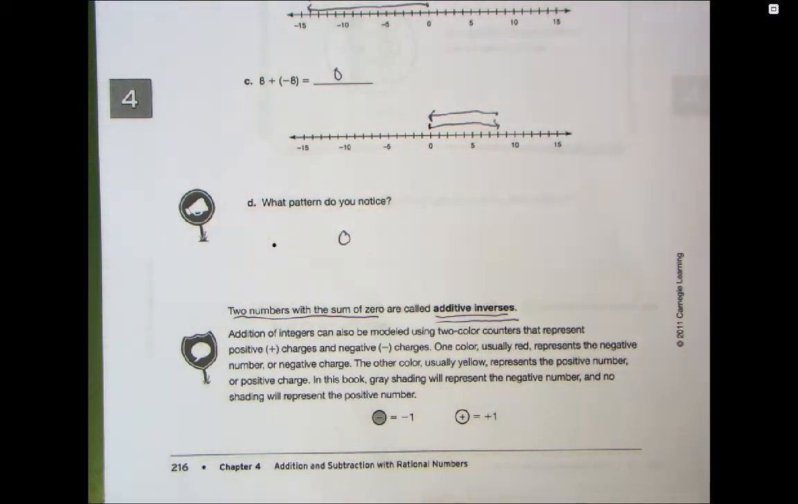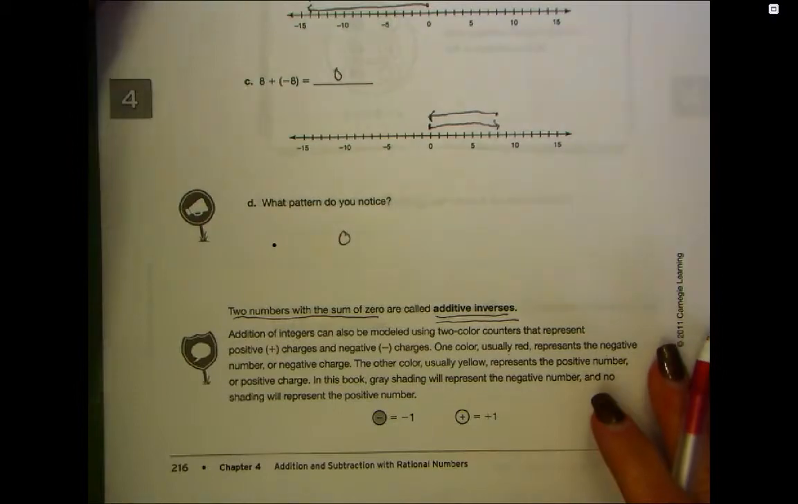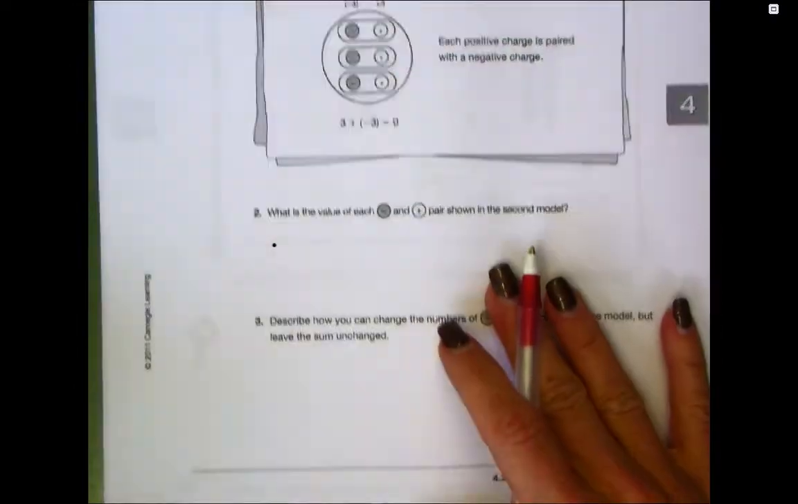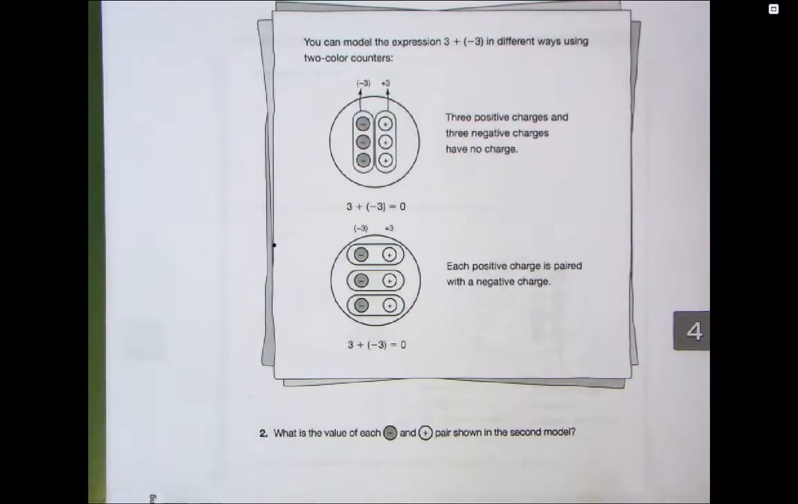So addition of integers can also be modeled using two colored counters that represent positive and negative charges. One color, it's usually red, represents the negative numbers or negative charge. The other color, usually yellow, represents the positive. In our book, gray shading will represent the negatives and no shading will represent a positive. So we're going to build some models. So I'm going to look at the example.